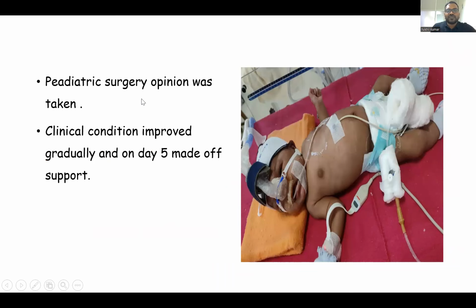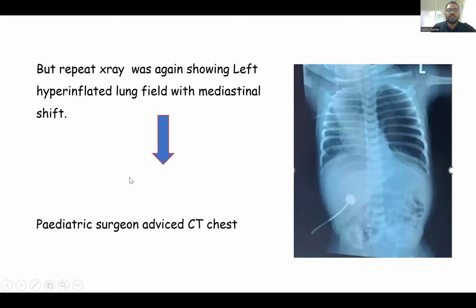Pediatric surgery opinion was taken regarding the persistent X-ray finding of hyperinflated lungs, and the clinical condition improved gradually; on day 5 the baby was taken off support. But the repeat X-ray was again taken on day 5 of the admission, and this again showed the same picture. There is no resolution of the hyperinflated lungs.